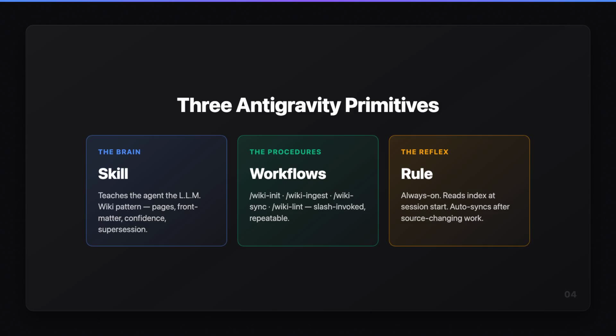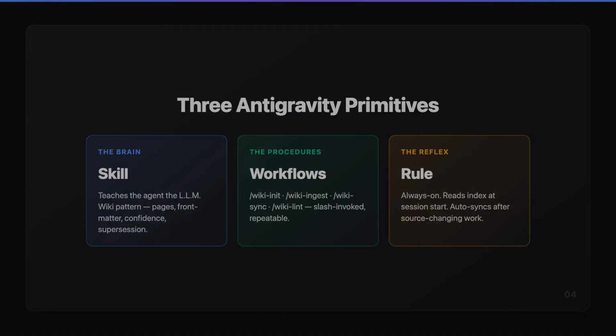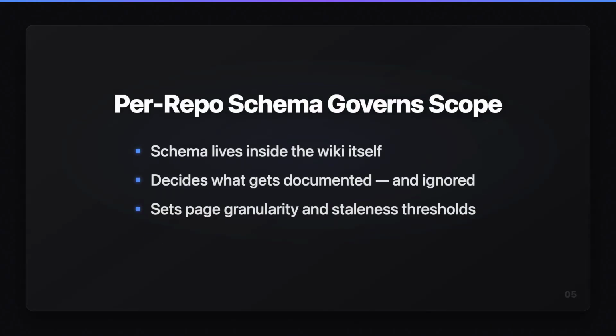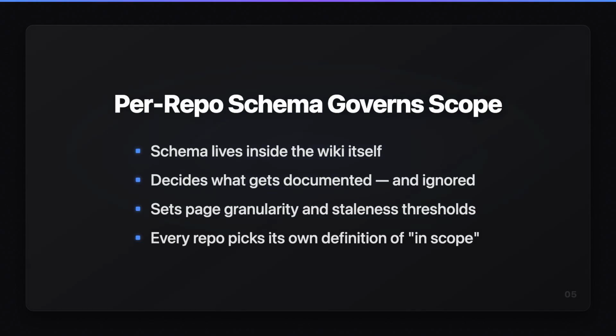The rule keeps it always on, so the agent reads the wiki at session start and syncs it after source-changing work. The thing that makes this work for code, not just stable knowledge, is a per-repo schema plus rules that govern what's in scope. The schema lives inside the wiki itself. It decides what gets documented, what gets ignored, how granular pages are, and when a page is considered stale.